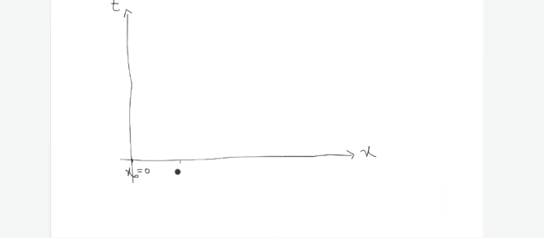The next point is x1 is equal to 0.5. The next point is x2 equal to 1. The next point is x3 equal to 1.5. And finally, the end point is x4 is equal to 2.